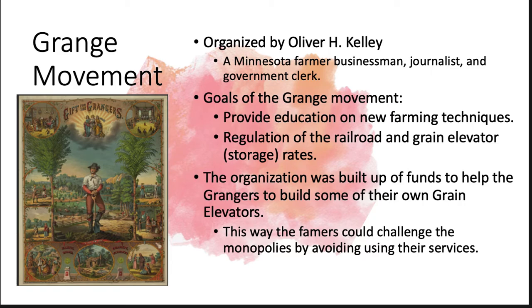The second thing the Grange movement wanted to do is get regulation of the railroads. Remember that the railroad monopoly was setting rates that were too high for the farmers. We want regulation of that. And we want government regulation of the grain elevators, which were storage facilities that were used to store the wheat, the grain that was produced by these farmers out west. They were also setting high rates. They were also a big business monopoly that was hurting the farmers. So the Grange movement is going to call for the government to step in and regulate these two industries.